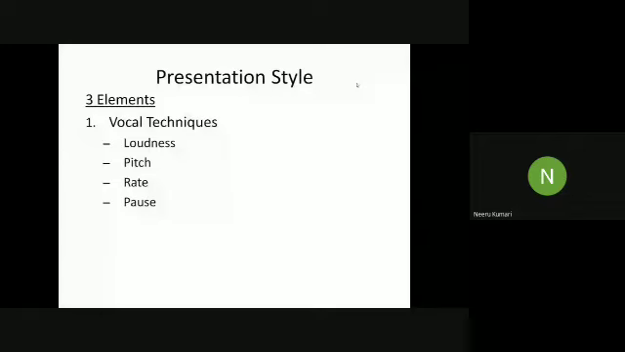So what should be the loudness of your voice? It matters a lot. Pitch matters a lot. Rate matters a lot. You cannot be too fast. You cannot be too slow. If you are too fast or too slow, the audience, whosoever is going to listen to your statement, cannot understand. Therefore, you should know the appropriate rate and even where to include the pauses so that you can bring efficiency in your presentation style.